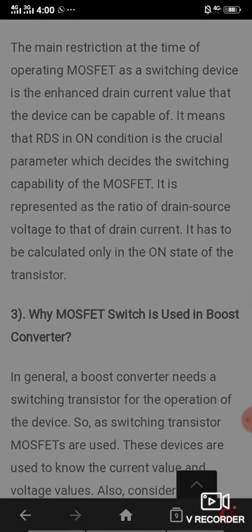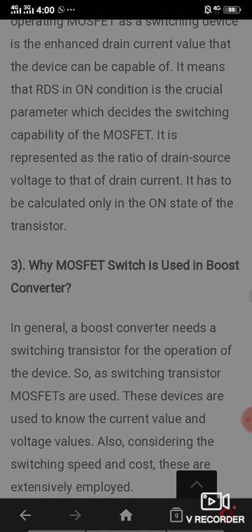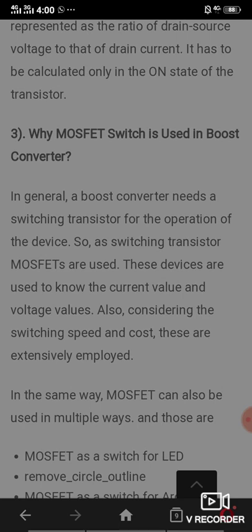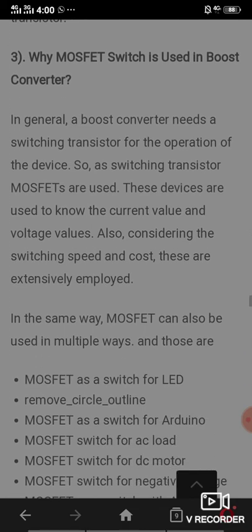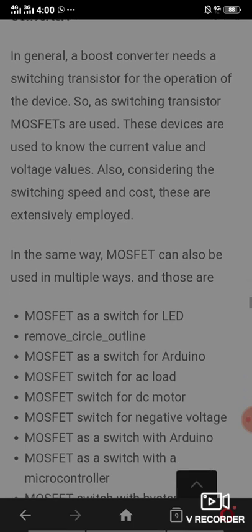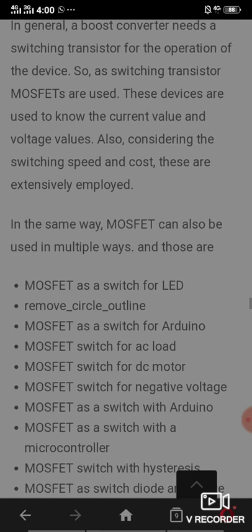In general, a boost converter needs a switching transistor for the operation of the device, so switching transistor MOSFETs are used. These devices are used to know the current and voltage values, also considering the switch's speed, and that is why they are extensively employed. In the same way, a MOSFET can also be used in multiple ways, and those are: MOSFET as a switch for LED, MOSFET as a switch for Arduino, MOSFET as a switch for AC load.